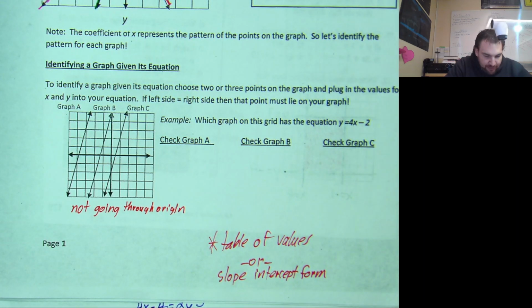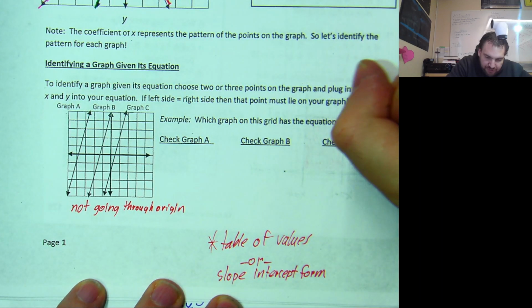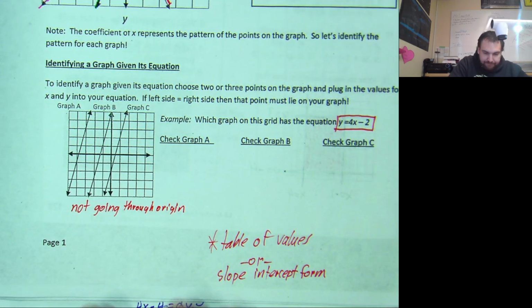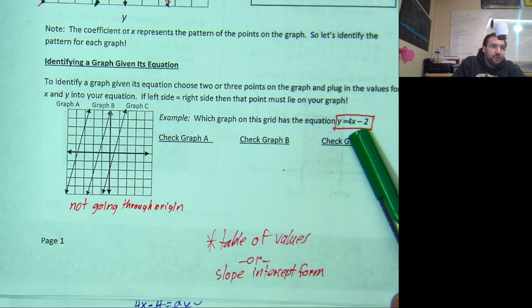So the question that we're dealing with says, which graph on this grid has the equation y equals 4x minus 2? So, which one should I do first? The table of values or slope-intercept form? Slope-intercept form. Okay, so if that's my graph, what's the y-intercept?